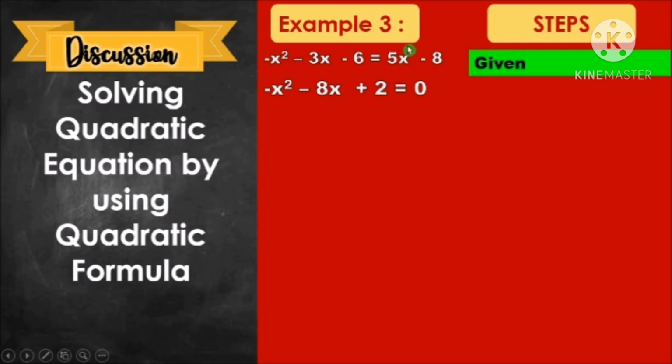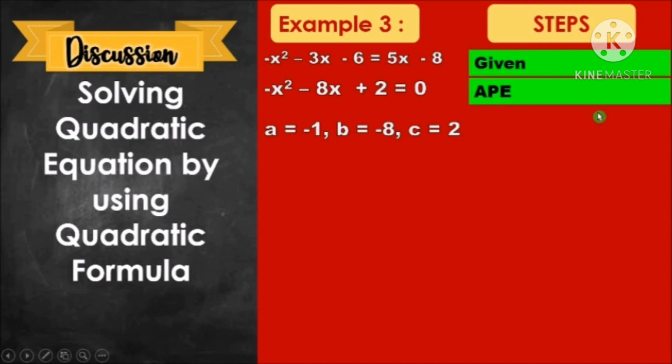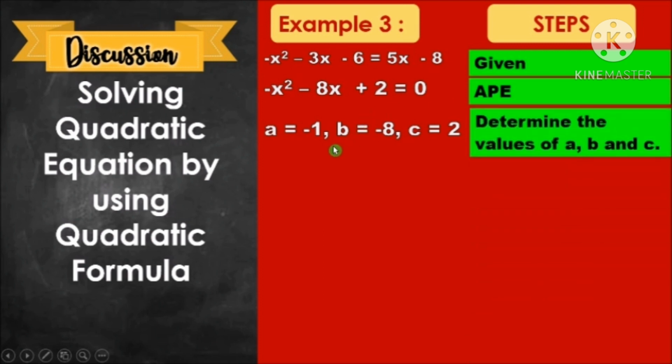So 5x nilipat sa kabila, magiging negative 5x. Then, pagsamahin with negative 3x, kaya naging negative 8x. Negative 8 nilipat sa kabila, magiging positive 8. Pagsamahin with negative 6, magiging positive 2. Kaya ang lumabas ay negative x squared minus 8x plus 2 equals 0. And that is by the application of APE. Then, we can now determine the values of a, b, and c. Our a from the given is negative 1, b is negative 8, and c is 2.